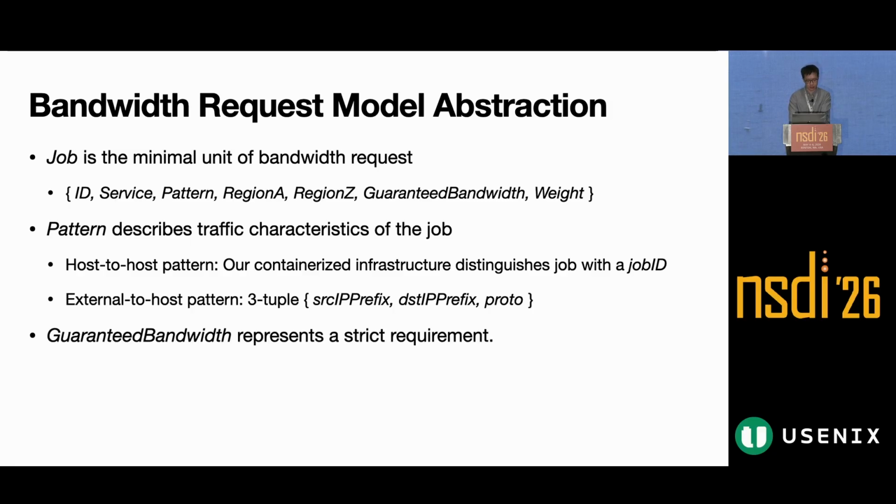And the guaranteed bandwidth field specifies the requested value from region A to region Z. This value represents a strict guarantee. The network team should ensure the requirement is met. And the weight field indicates the priority level of the job. A higher weight indicates a higher priority.